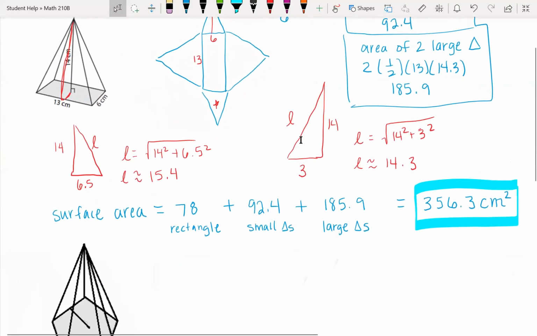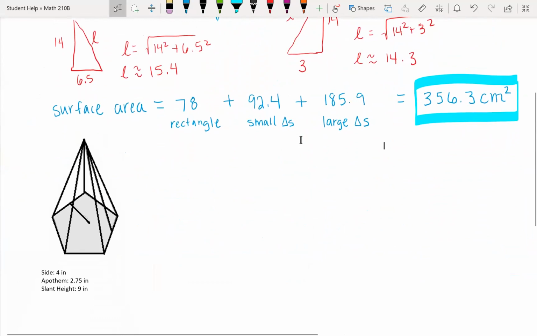All right, I have another example on this slide, which is a pentagonal pyramid. It was kind of hard to get some of the lengths on this pyramid, so I just wrote them below. So each side is going to be 4 inches. So 4 would be one of the sides of the pyramid. We have the apothem. Remember, the apothem is the part that comes into the center here, and that's 2.75 inches. We'll need that to find the area of the base pentagon. And then the slant height, which is over here on the side of one of the triangles, is 9 inches.